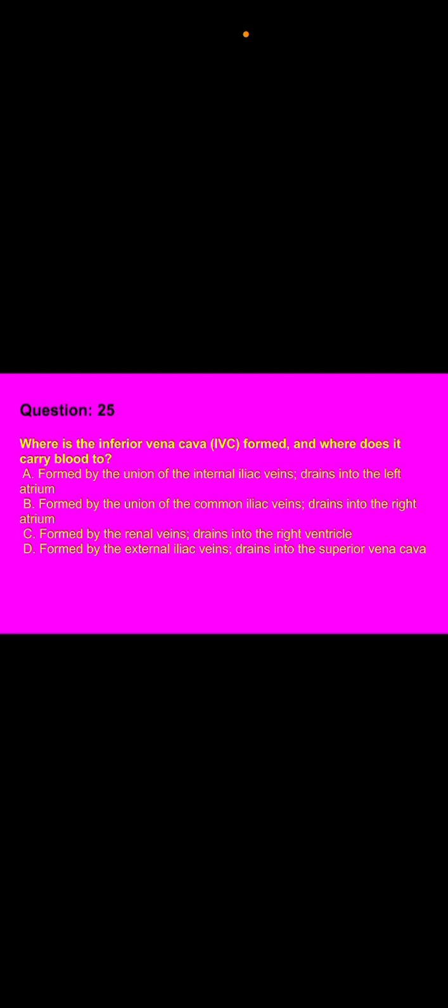Question number 25. Where is the inferior vena cava formed and where does it carry blood to? A. Formed by the union of internal iliac veins, drains into the left atrium. B. Formed by the union of the common iliac veins, drains into the right atrium. C. Formed by the renal veins, drains into the right ventricle. D. Formed by the external iliac veins, drains into the superior vena cava. Answer is B. The IVC is formed by the union of the right and left common iliac veins at the level of the L5 vertebra, and it ascends to carry deoxygenated blood from the lower body into the right atrium of the heart.